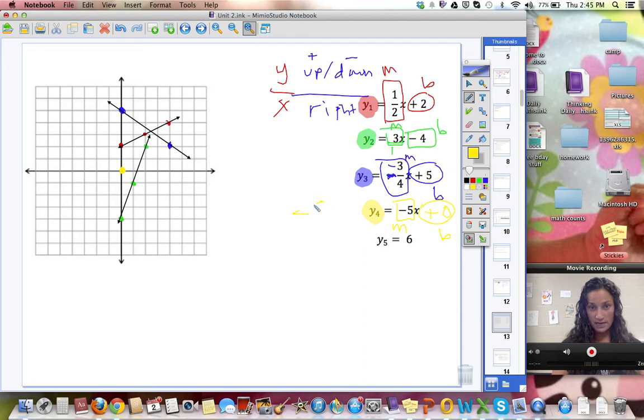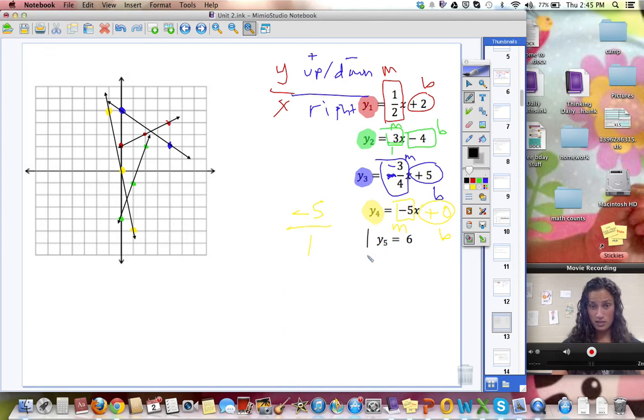Make this a -5 over 1. My negative's already with the top number, and since it's negative, I'm going to go down 5: 1, 2, 3, 4, 5, and then right 1. Since I can't fit any more, I'm just going to do the opposite: 1, 2, 3, 4, 5, 1. And then line. That's a really bad line. Sorry about that. And then the last one I'll just do in black since I don't have any more colors.